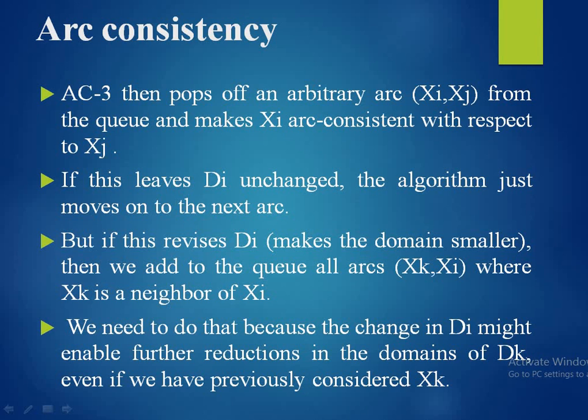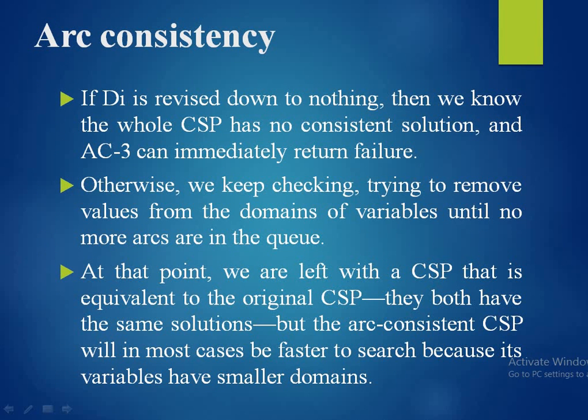But if this revises Di, makes the domain smaller, then we add to the queue all arcs (xk, xi), where xk is a neighbor of xi. We need to do that because the change in Di might enable further reductions in the domains of Dk, even if we have previously considered xk. If Di is revised down to nothing, then we know the whole CSP has no consistent solution and AC-3 can immediately return failure. Otherwise, we keep checking, trying to remove values from the domains of variables until no more arcs are in the queue.